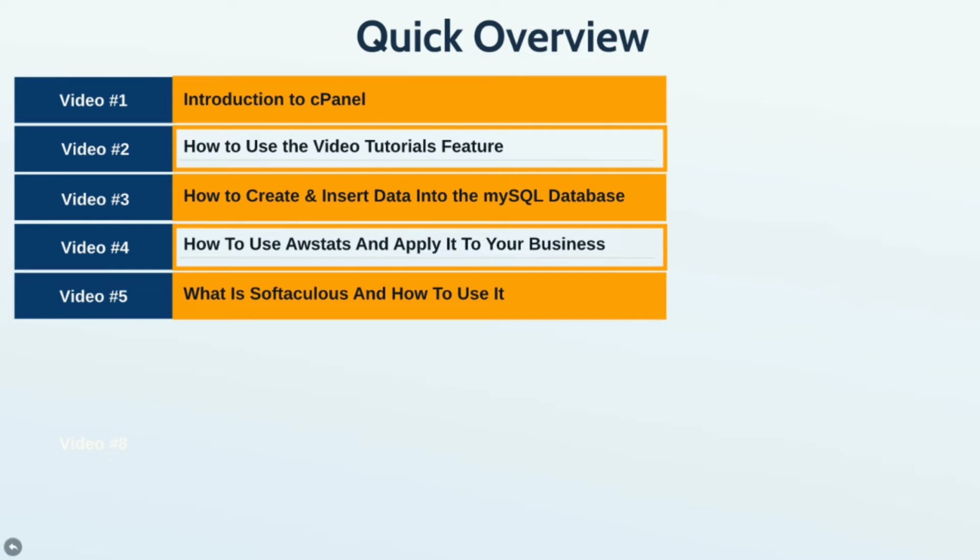Video number 5, we're going to talk about what is Softaculous and how to use it. Some of you might see that you have a software program called Fantastico. If you still do, keep in mind that Fantastico is no longer supported. It has been replaced by a program called Softaculous. And we'll talk more about that and how it helps you and how it benefits you and how it can help you run your business.